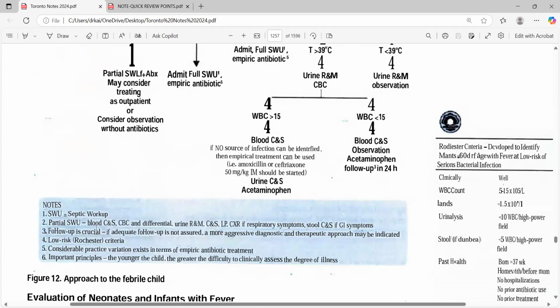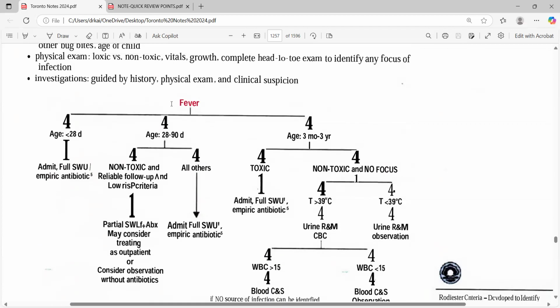So a partial includes blood, CBC, differentials, urine, culture sensitivity, LP, chest X-ray, stool culture and sensitivity. So all of that one. But when it comes to full septic workup, usually we don't go for stool culture and sensitivity, LP, and all of that one. So in the full septic workup, we usually go for invasive techniques as well, along with the other ones if needed. Then the fever, if this is basically age 28 to 90.